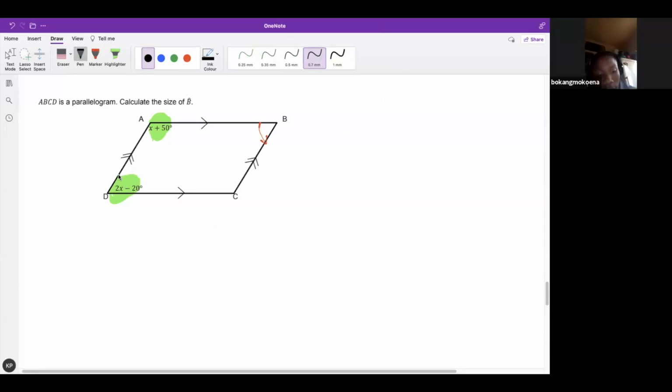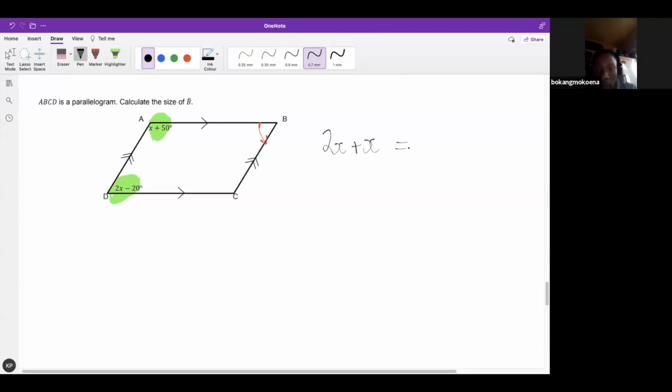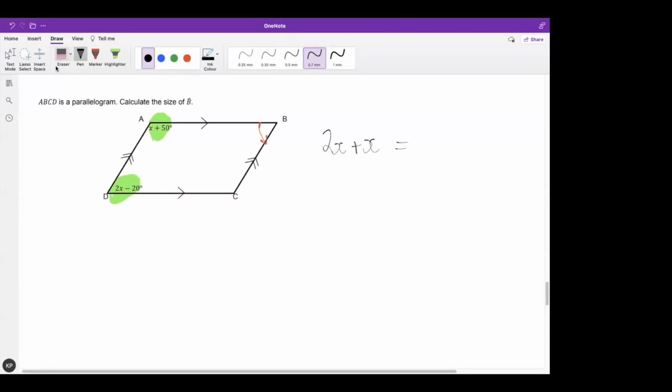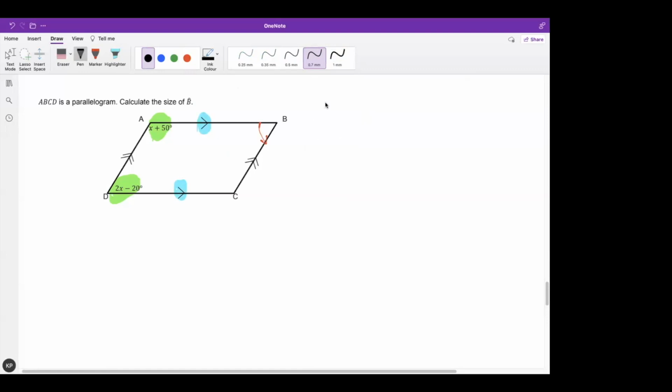And then we can say 2x plus x is equal to negative 50 plus 20. Not quite, Bokang. But look at where these are. What can we do with these angles? Let me give you a clue. Look there. Not alternate angles, Kanyo, but which one? Look here. Okay, we add them and then what?